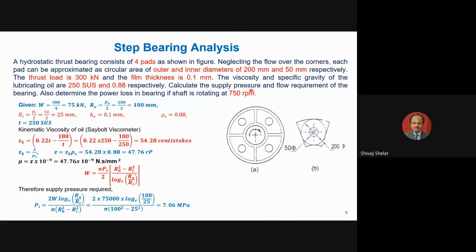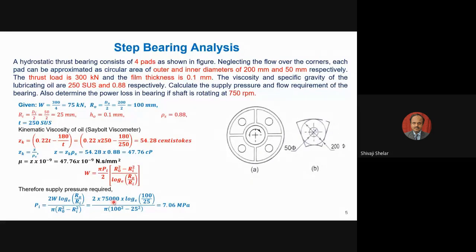Now you have to determine the supply pressure and flow requirement. We have different formulas here. We have the load formula for minimum supply pressure. Minimum supply pressure required by the load formula: W is equal to pi Pi upon 2 into RO square minus RI square upon log of RO upon RI. If we reorganize these terms, we get the value of the minimum pressure required, Pi. So minimum pressure Pi is equal to 2W into log of RO upon RI upon pi into RO square minus RI square. Let's put the values of known quantities here.